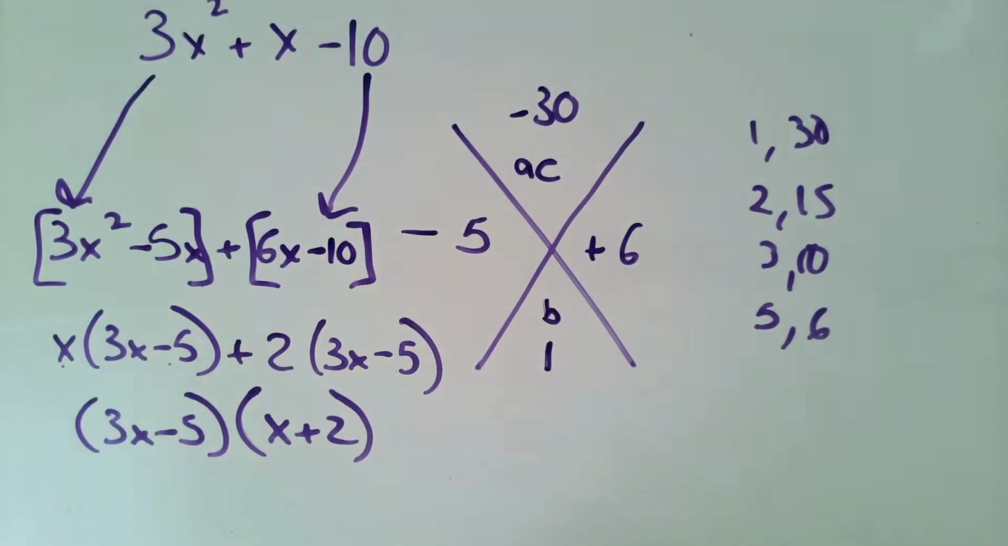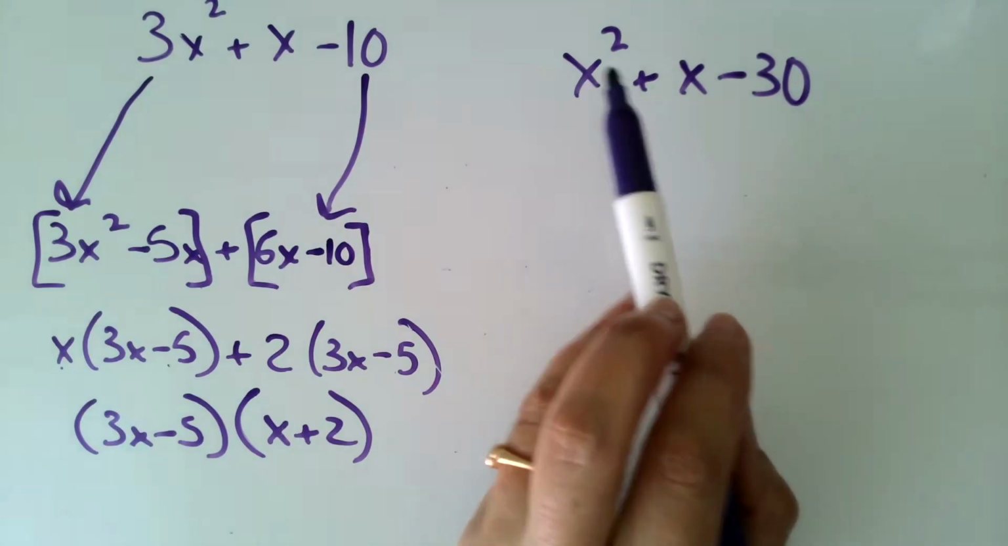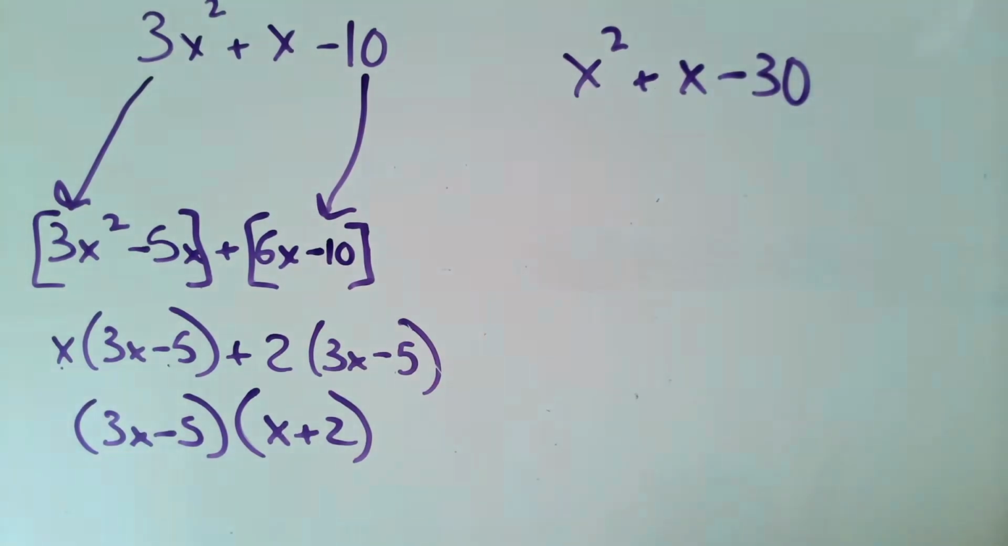Now let me show you right next to it how the slide and divide method would also work on this problem. So step 1, I slide: x squared plus x minus 30. Next, I factor.